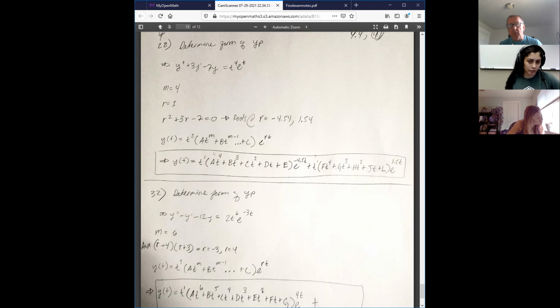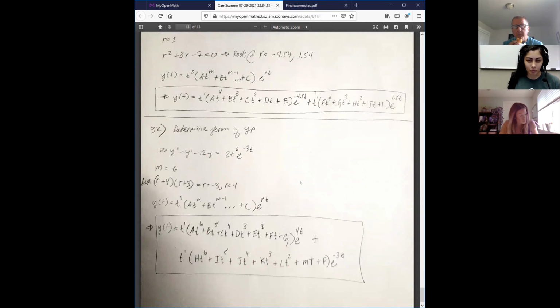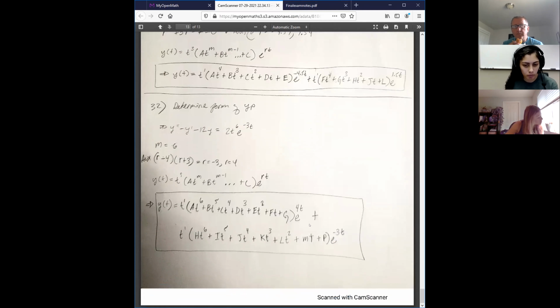And I'm definitely gonna review this stuff because these were really difficult. And then I got this one, I included my e to the 4t. Is that wrong just because I don't have a 4 up there in the original? Yeah, the original one is e to the negative 3t. So that's all you should have is e to the negative 3t's. Okay, yeah, that answers that.